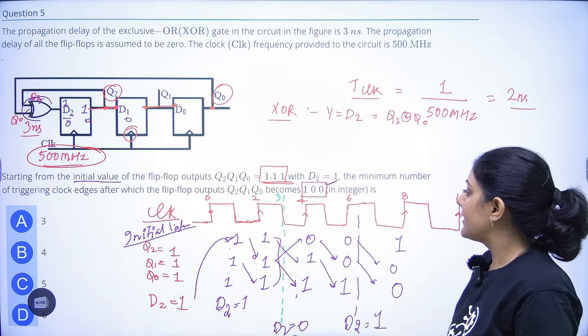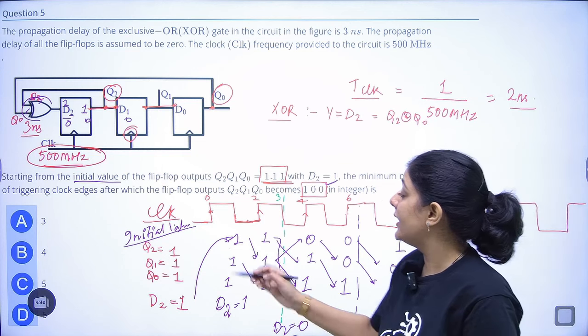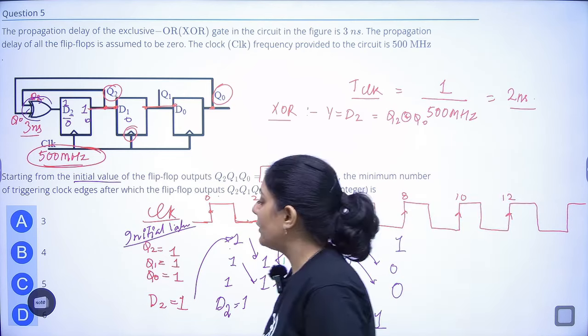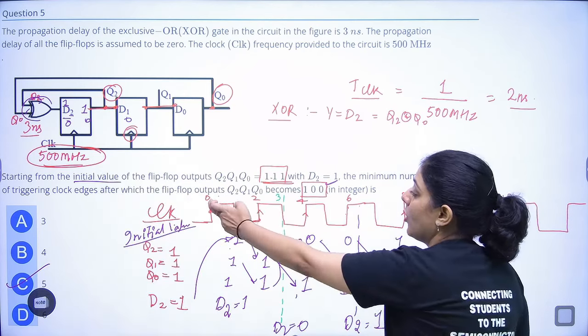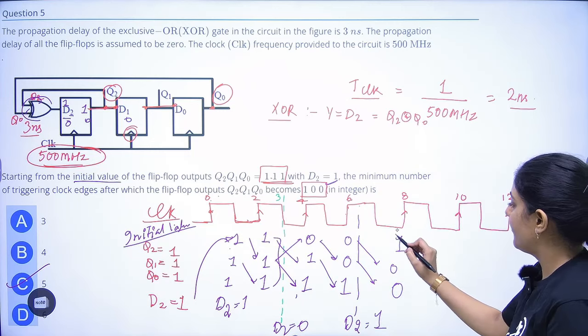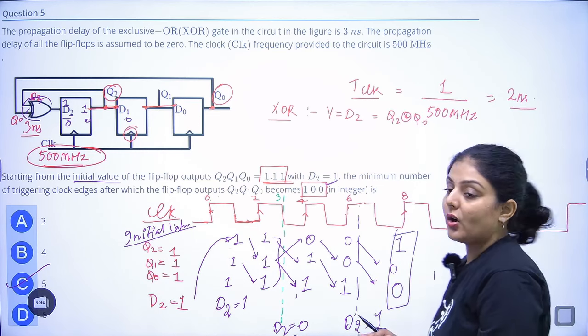For the final output, they are asking us to find 1, 0, 0. So how many clock pulses will it take? 1, 2, 3, 4 and 5. So it will take 5 clock pulses. After 1 clock pulse, 2, 3, 4, and after 5 clock pulses, the required output will be triggered. Now I will repeat it again.